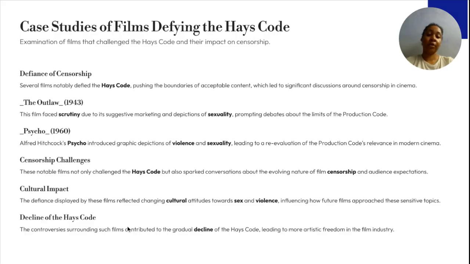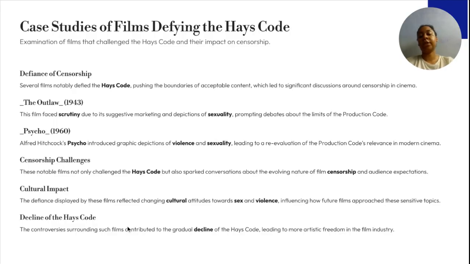There's Psycho, which is a very well-known film, Alfred Hitchcock's film. It depicted graphic depictions of violence and sexuality. But it led to the re-evaluation of the production code in relevance to modern cinema. So he had to go through all of that just for that film to be made and all those things.